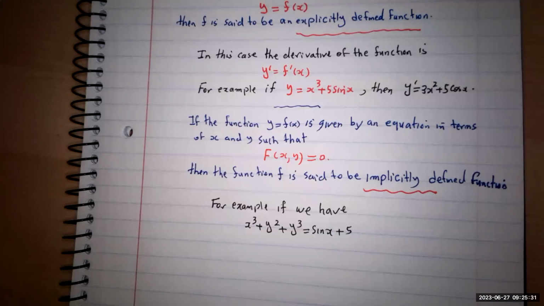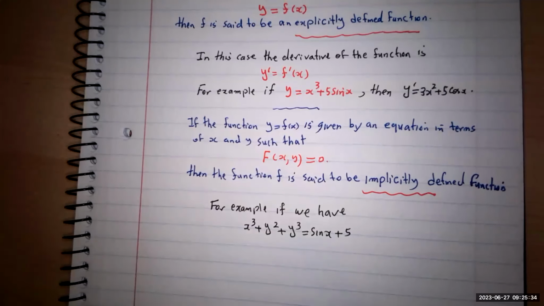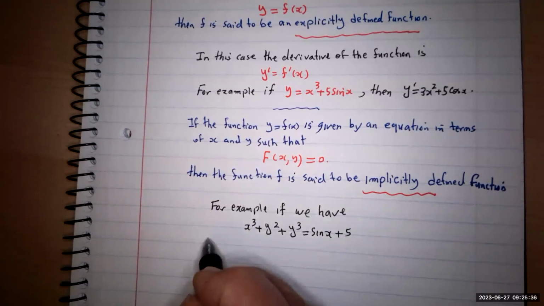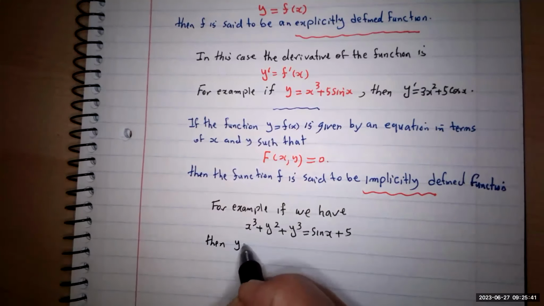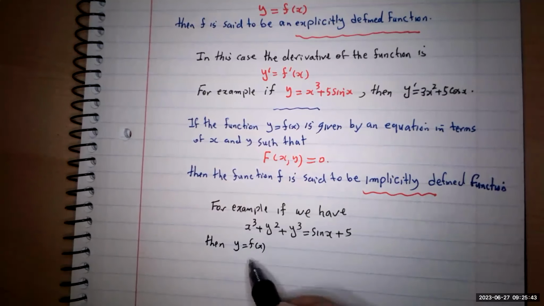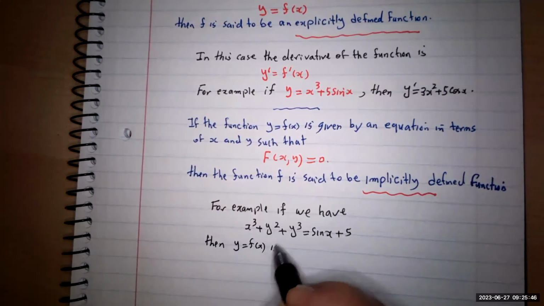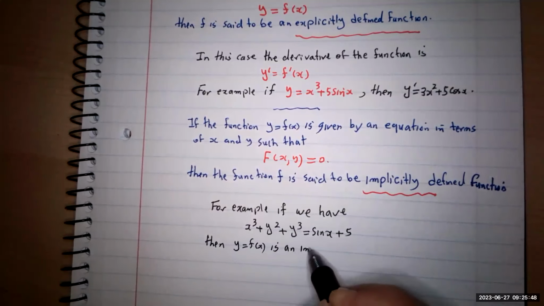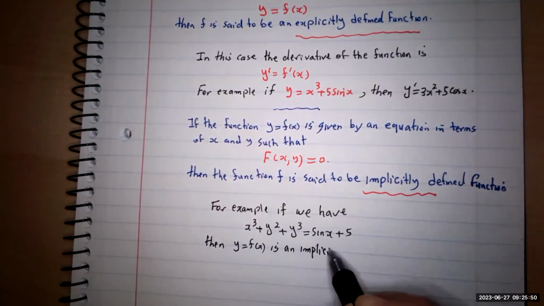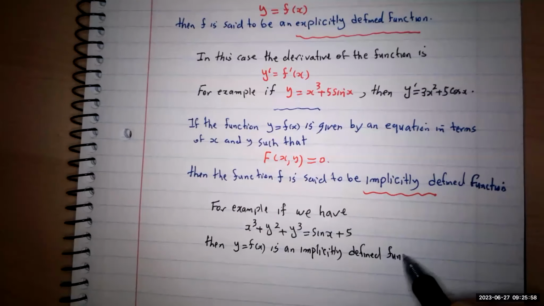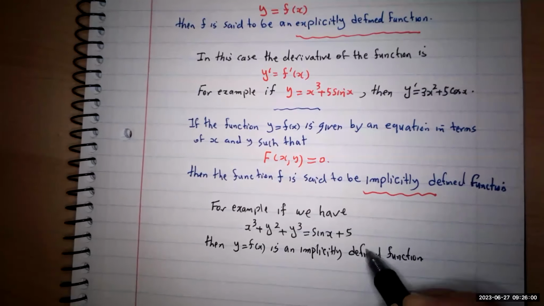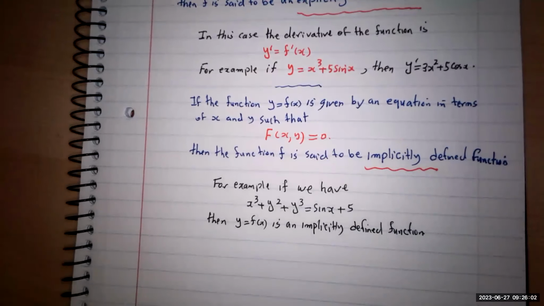So in this case, you say there is a y, but I cannot find it. But I know that this is a function, and this y eventually is going to be a function when you solve it. It is an implicitly defined function. That's the case that we are going to be dealing with.